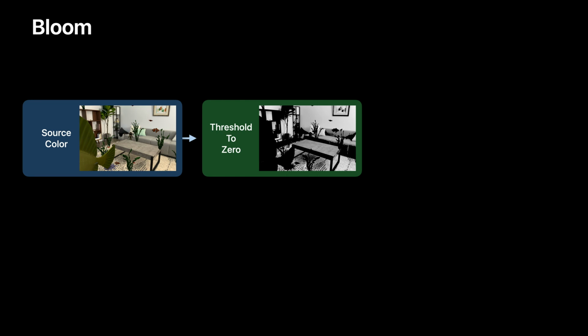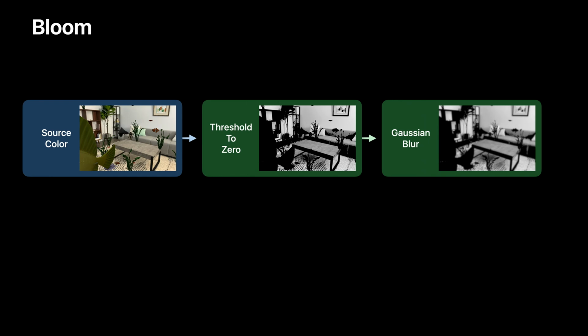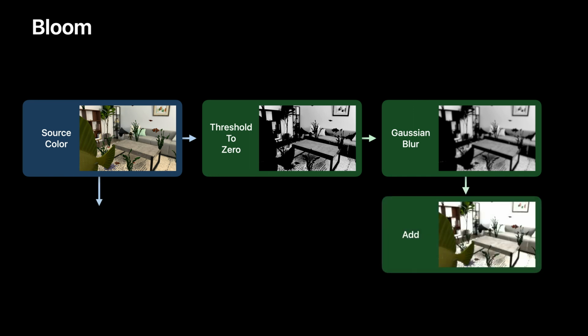We then blur the result using a Gaussian blur, spreading light onto adjacent areas. Efficient blurs can be challenging to implement and often require multiple stages. Metal Performance Shaders handles this for us. Then, we add this blurred texture to the original color, adding a glow around bright areas.